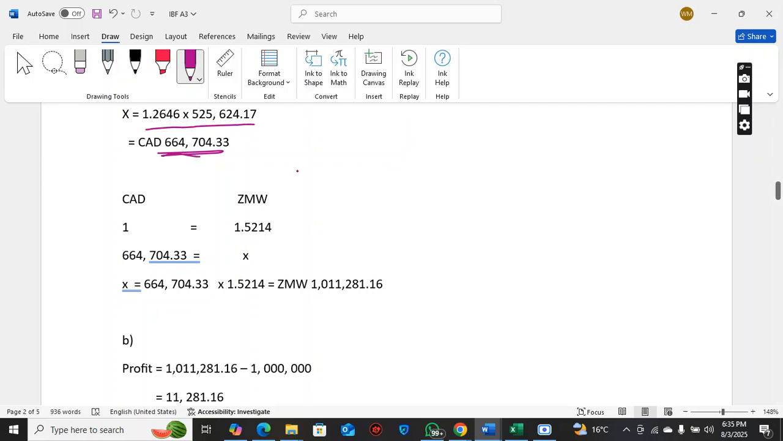Then Canadian dollars back to kwacha. So one Canadian dollar equals 1.5214 kwacha. We cross multiply: 664,704 Canadian dollars multiplied by 1.5214 kwacha. We get 1,011,281.16 kwacha.